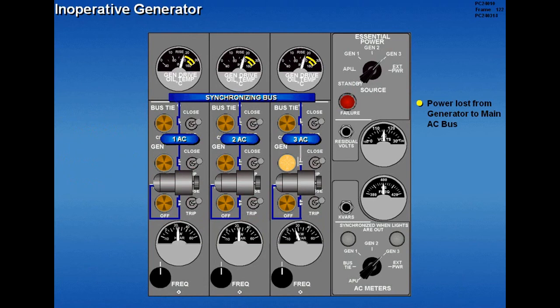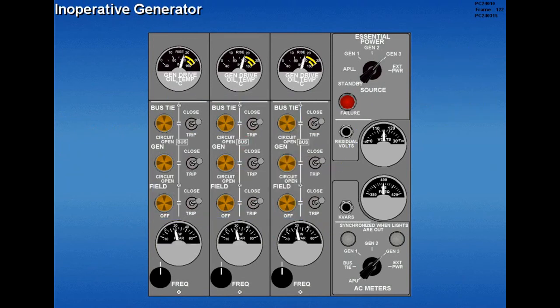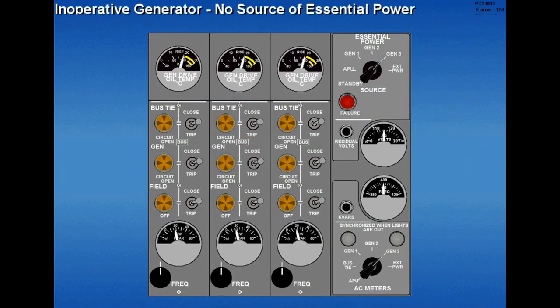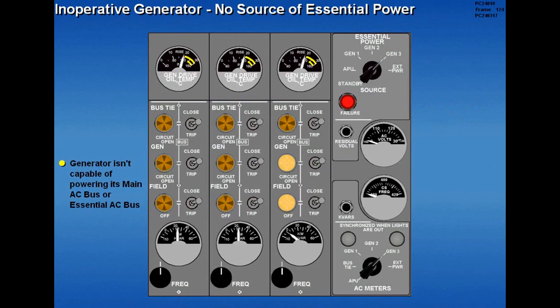However, the affected bus continues to receive power from the sync bus through a closed bus tie breaker. The affected generator is still capable of supplying essential power. Should a bus tie breaker and generator breaker trip, the main AC bus is unpowered. If a generator breaker and its field trip, the generator is not capable of powering its own main AC bus or the essential AC bus.